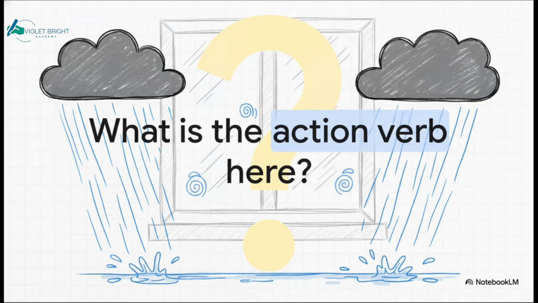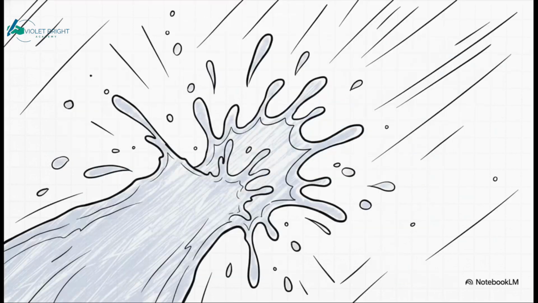So let's practice finding that engine. Listen to this rainy day sentence from the worksheet. The heavy raindrops pattered against the window pane. Ask yourself right now, what is the actual action taking place here? Like, what are the raindrops doing? The word pattered, that's our action verb. It paints this absolutely perfect auditory picture of what the rain is doing as it hits the glass, doesn't it?